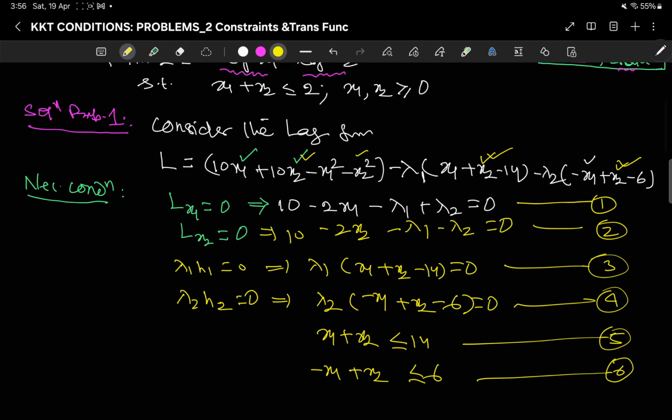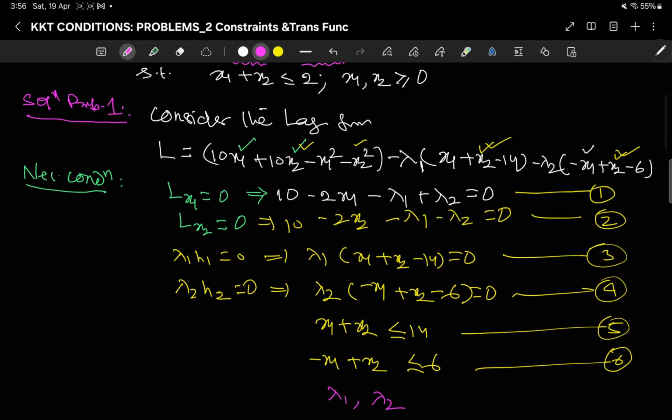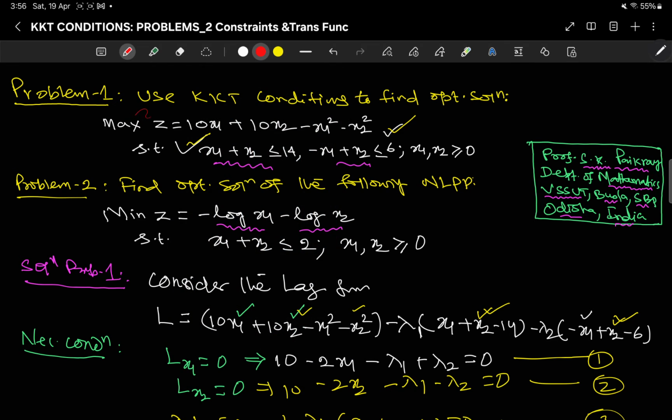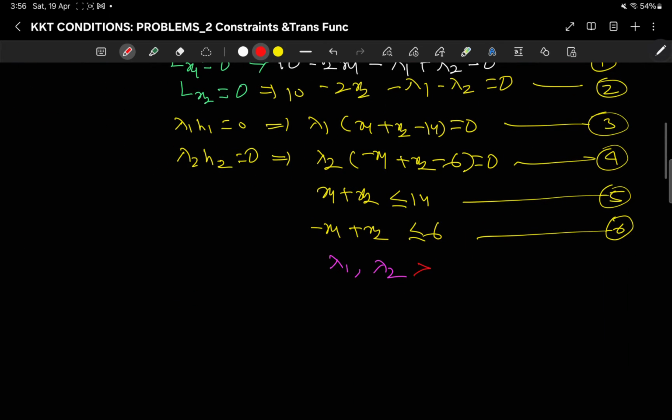Now regarding lambda 1 and lambda 2, what happens to them? The problem is of maximization type and the constraints are less than or equal. Maximum with less than sounds opposite, so it is positive, greater than or equal to 0. This is my 7th. Next, x1 and x2 are greater than or equal to 0. This is my 8th. So these are 8 conditions.